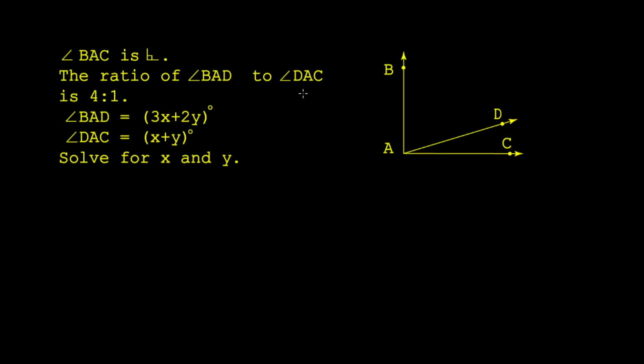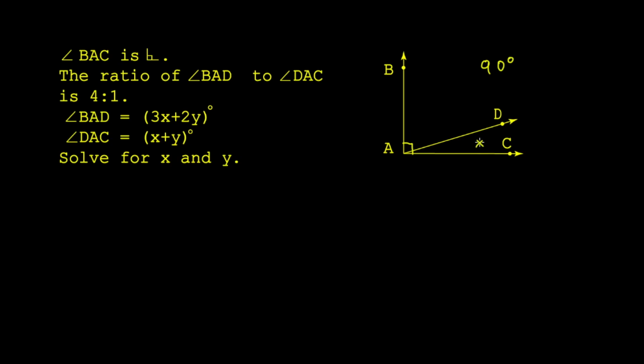In this video, we will be continuing algebra from geometry. As always, the algebra comes from the geometry of the problem. Angle BAC is a right angle, meaning that it is 90 degrees. Also, the ratio of angle BAD to angle DAC is 4:1.